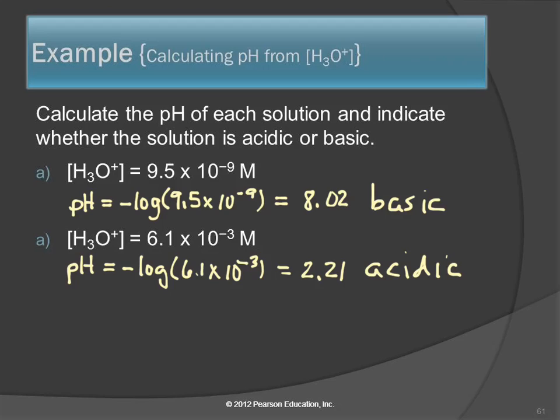So I'm going to change color here just to make it look a little different. So what if the hydrogen ion concentration was 6.1 times 10 to the minus 11 molar? What's the pH? It's going to be 10.21. Check me.